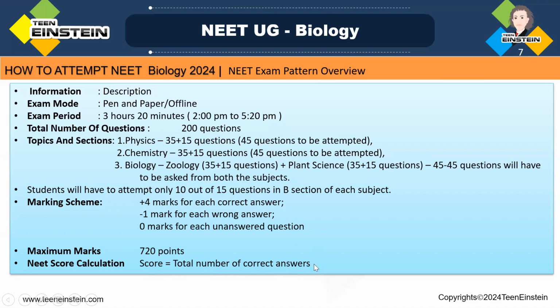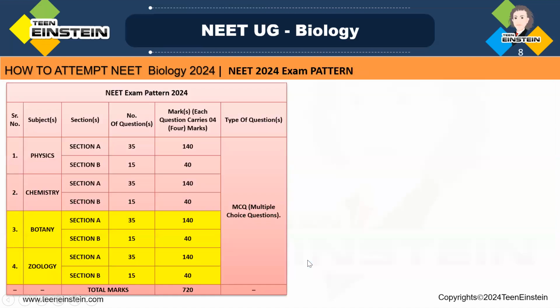For each question you will get 4 marks, and for each wrong answer you will get -1 mark. Clear? And here, NEET exam pattern, I need to mention, you will get 4 subjects in your NEET examination paper. In the question booklet, you will get 4 sessions: physics, chemistry, botany, and zoology. Together, the third and fourth session is the biology session.